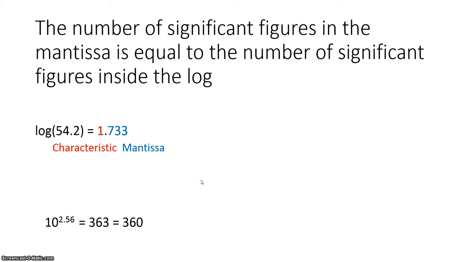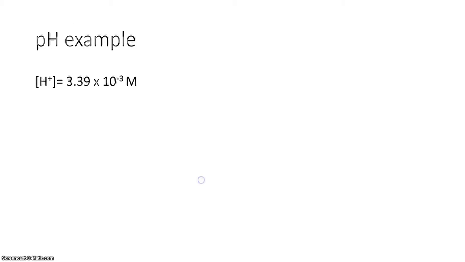So let's look at what this looks like in terms of pH. So let's say we have a proton concentration of 3.39 times 10 to the minus 3 molar, and we want to find the pH. So we'll take the minus the log of that concentration, because pH is equal to minus log of the proton concentration, and we'll end up with a number 2.4828.